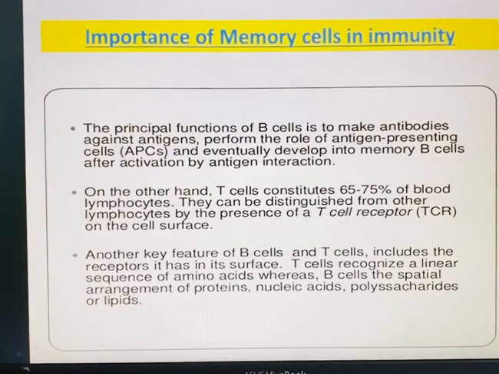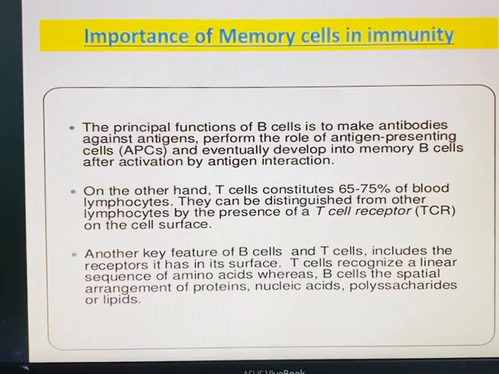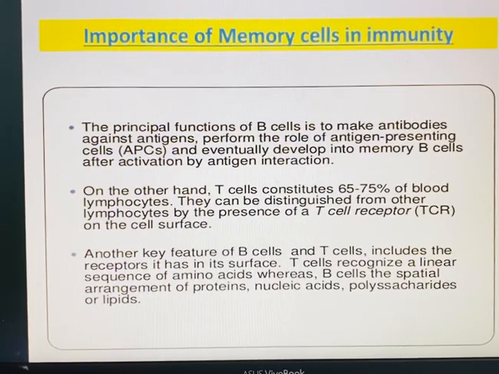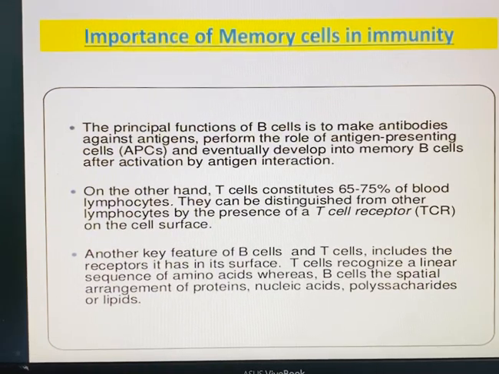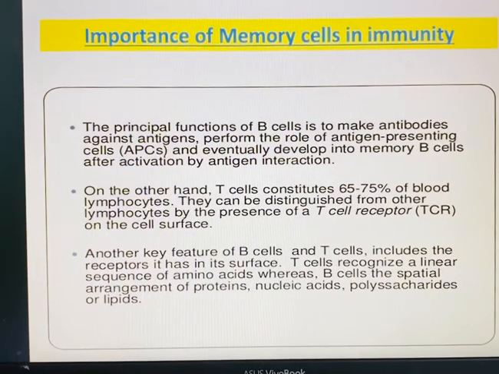Importance of memory cells in immunity. You already got to know how they are important, right? The principal functions of B cells are to make antibodies against antigens, perform the role of antigen presenting cells or APCs, and eventually develop into memory B cells after activation by antigen interaction. On the other hand, T cells constitute 60 to 75% of blood lymphocytes. They can be distinguished from other lymphocytes by the presence of a T cell receptor, which acts as the activated receptor on the cell surface.